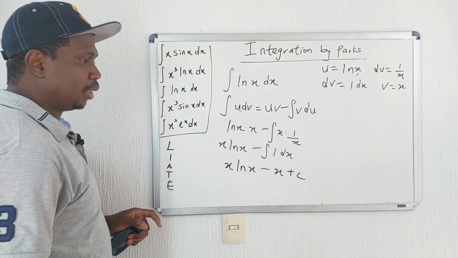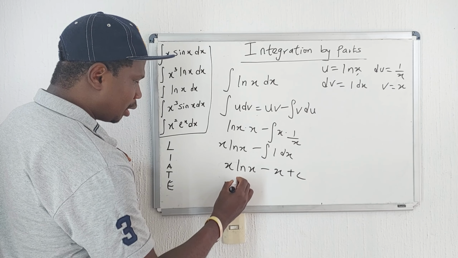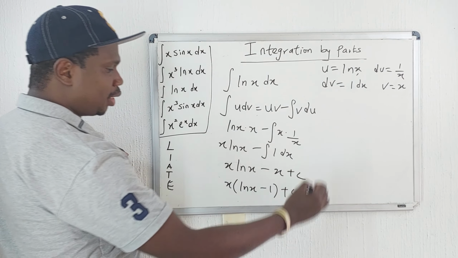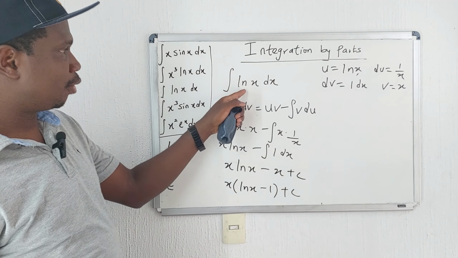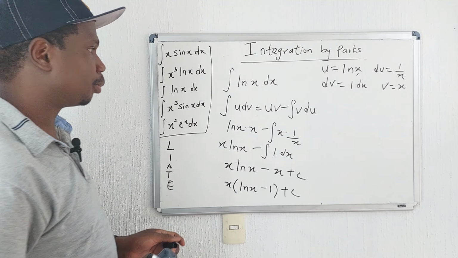Then I can just say x is common in between. I have ln x minus 1 plus c. So when I integrate this function, I'm going to have this. So we'll go to the next question.